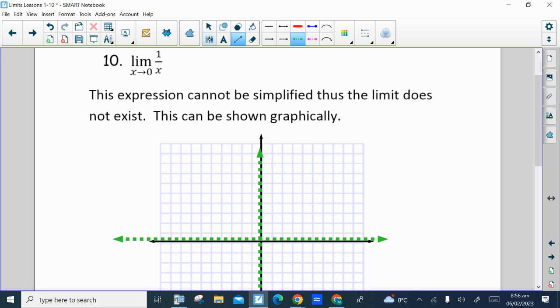Also, if we look at the function and we realize that when x is positive, 1 over a positive value is a positive value. Right? When x is 1, 1 over 1 is 1. So that's that point right there. When x is 2, 1 over 2 is a half. When x is a half, 1 divided by a half is 2. So this just shows us that the one arm of this graph is in the top right quadrant.